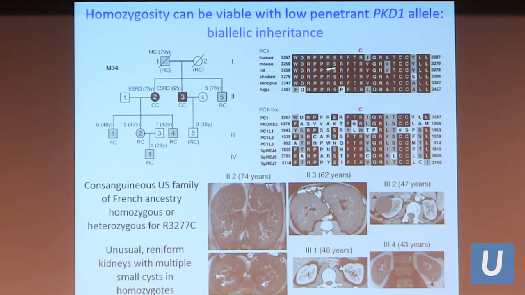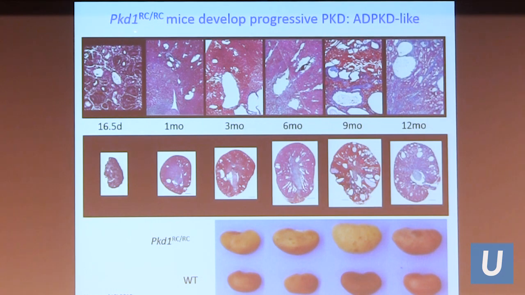Individuals with just one copy of this variant had very, very mild disease, but they usually had a number of cysts within the kidney. What we thought from this was that it suggested this was a mutation, but one that's not fully penetrant. And we went ahead and generated a mouse model of this mutation, now called the RC model of PKD1.